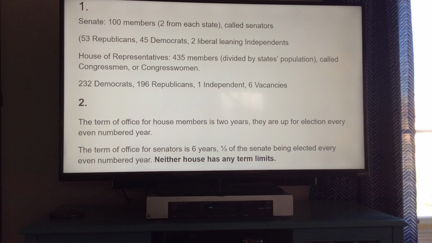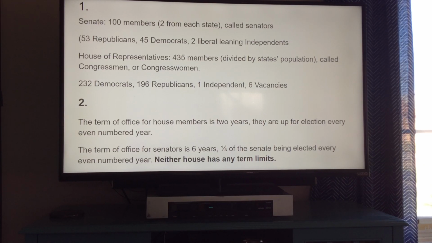The term of office for senators, on the other hand, is much longer. It's 6 years. It's actually longer than the president's term. And so senators have to run for election every 6 years, so they get about 4 years in there where they can kind of focus on governing before they have to worry about running again.